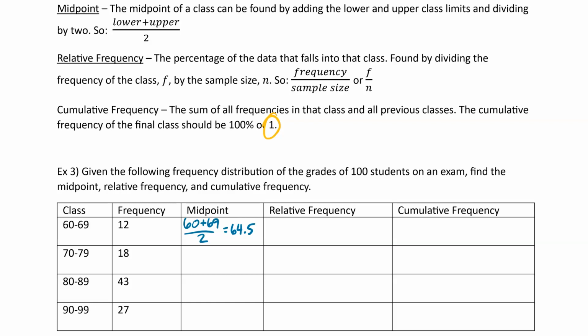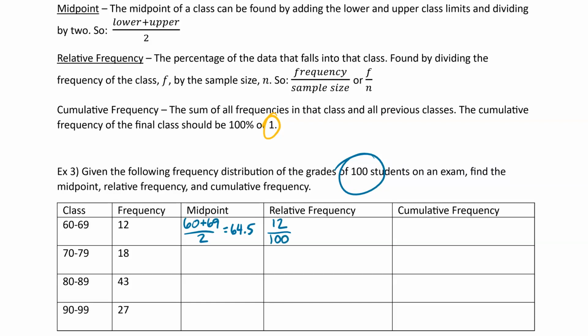For the relative frequency, we take the frequency, which in this case is 12, and divide by the total sample size, which we know was 100 students. So we can just divide it by 100.